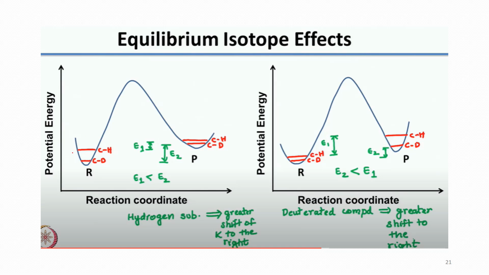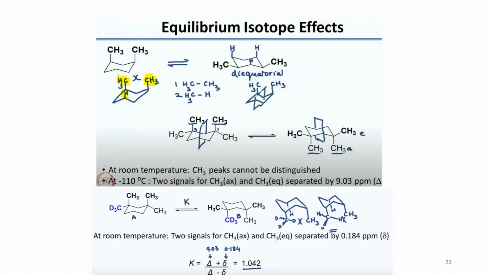The hydrogenated substrate will react at a faster rate than the deuterated one. Suppose after a reaction, in the product, the CH bond energy gets enhanced more than that of the CD. In that case, the deuterated product reacts faster than the CH. So this is the equilibrium isotope effect. Based on that, let's solve this question.